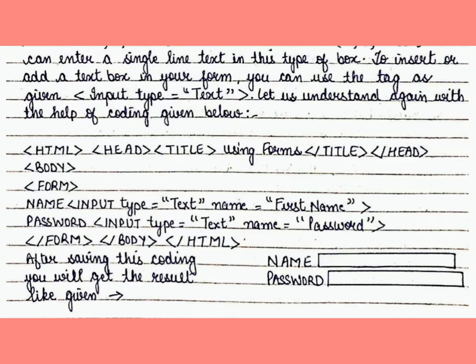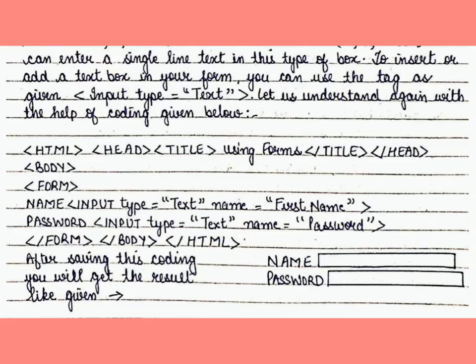Next, write down name, input type is equal to text, name is equal to first name. Password, input type is equal to text, name is equal to password. Close the form tag and close the body tag also, then close the HTML tag. After saving this coding, you will get the result like given: name, a box, password, a box.